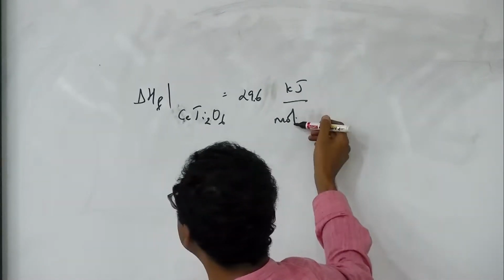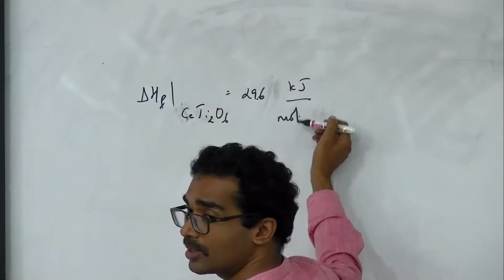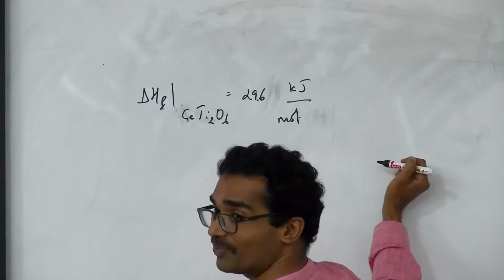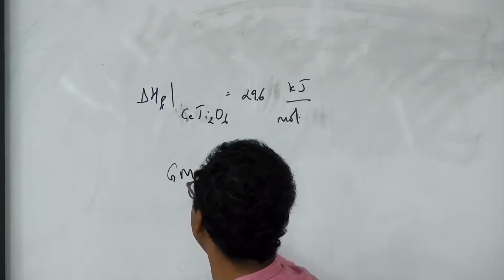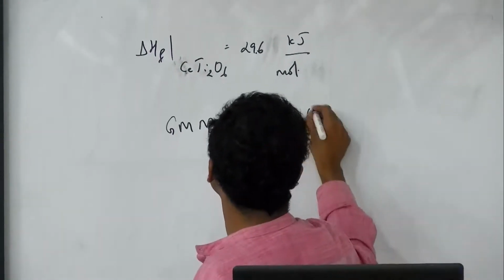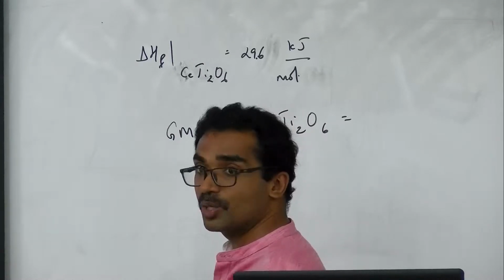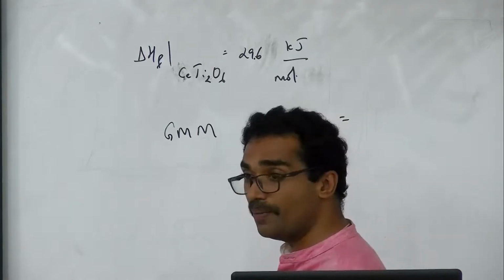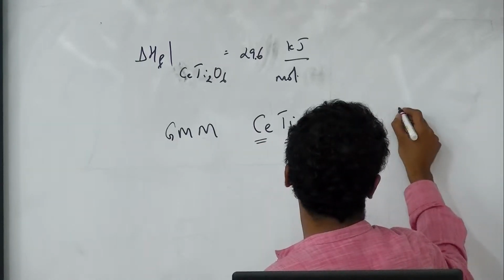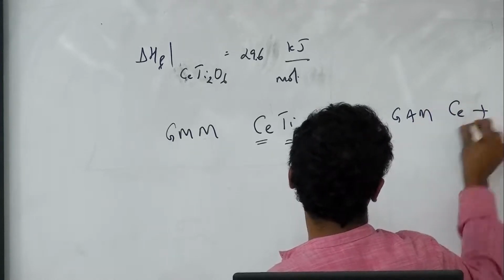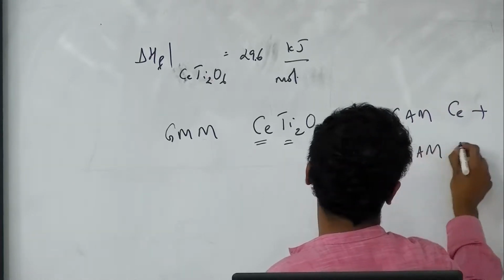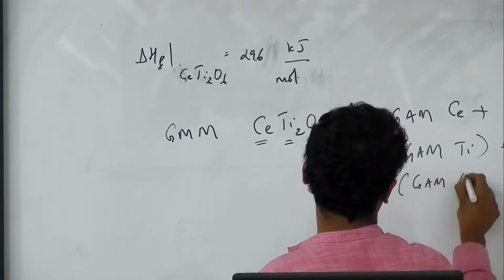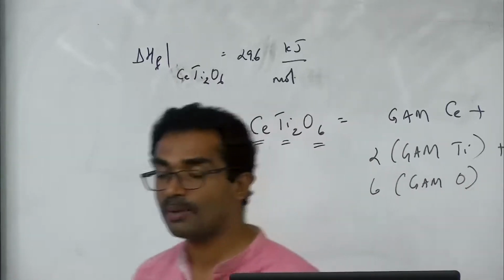So, how will I go from kilojoules per mole to kilojoules per kilogram? I have to multiply it by the number of moles per kilogram, correct? So, how will I find out the gram molecular mass of CeTi2O6? I have to take the atomic mass of cerium plus twice the atomic mass of titanium plus 6 times the atomic mass of oxygen, right? So, let me write that down. I am talking about gram atomic mass of cerium plus 2 times the gram atomic mass of titanium plus 6 times the gram atomic mass of oxygen. Can you tell me what that number is?